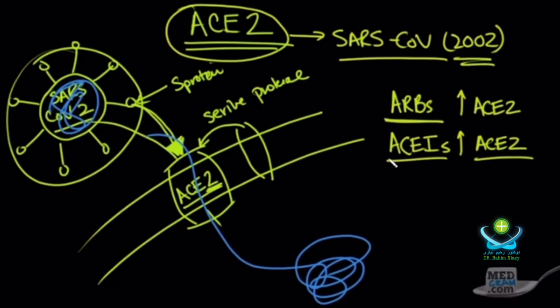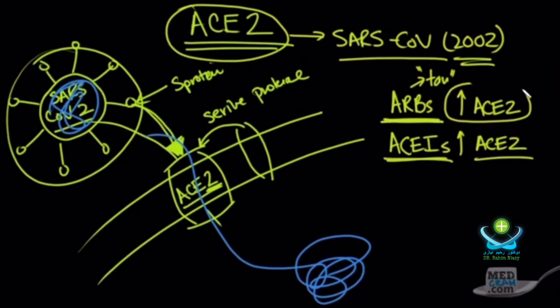So how do you know if you're on an ARB or an ACE inhibitor? Typically, ARBs end in TAN. So you might see this as losartan or irbesartan or candesartan. These are all TANs. They are angiotensin receptor blockers. We're going to talk more about what they do.